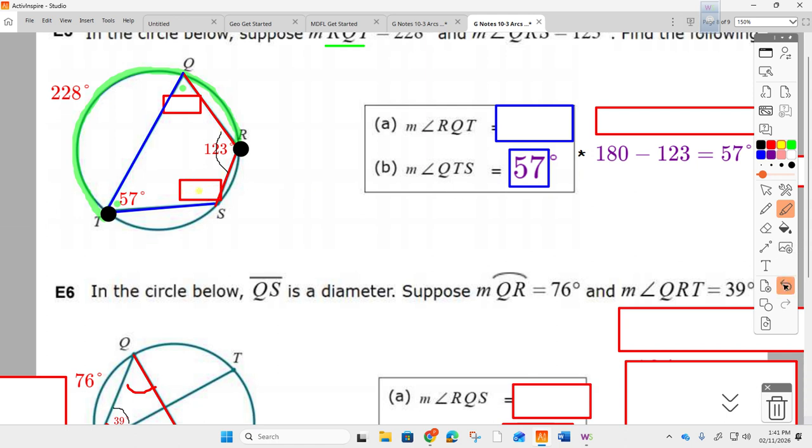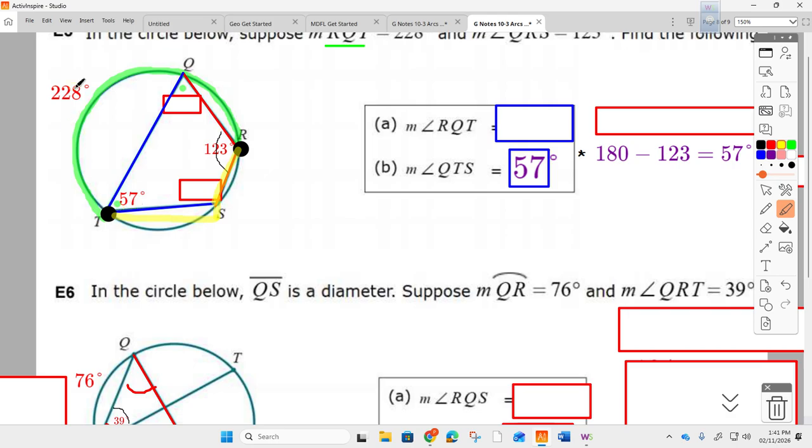Let's look at this angle. Look at the endpoints of this angle. This is an inscribed angle; its vertex is on the circle. Its endpoints are the same as this arc we just marked. So this is the arc that intercepts this angle.